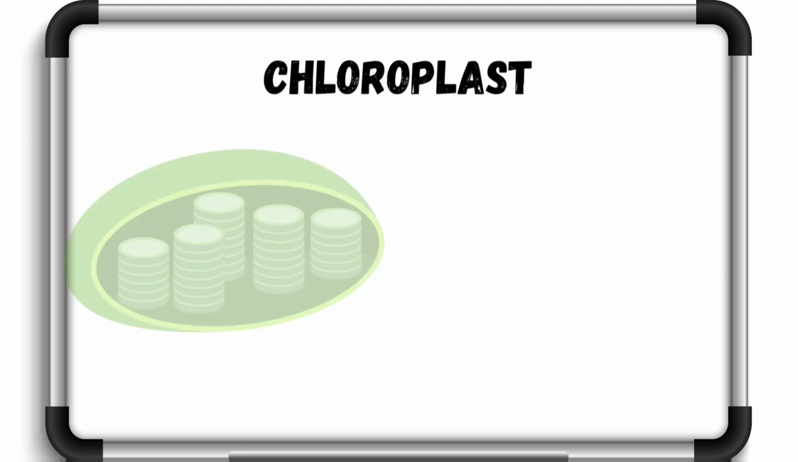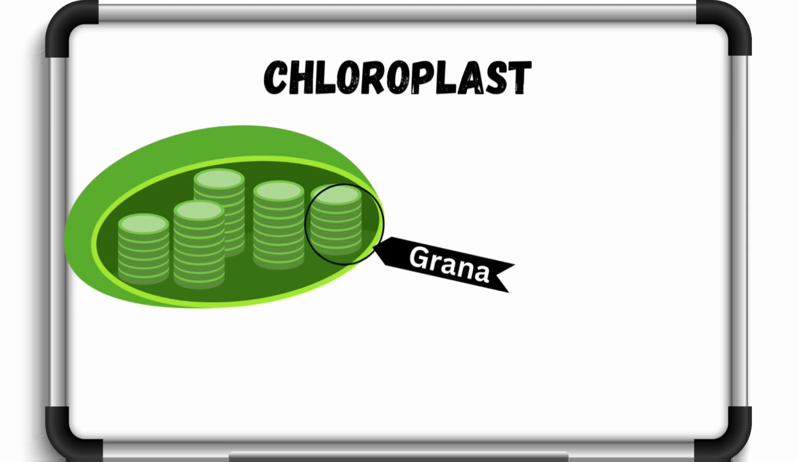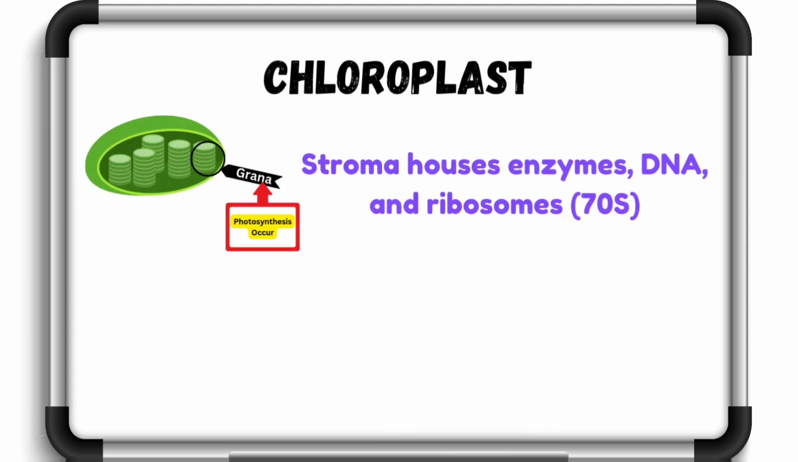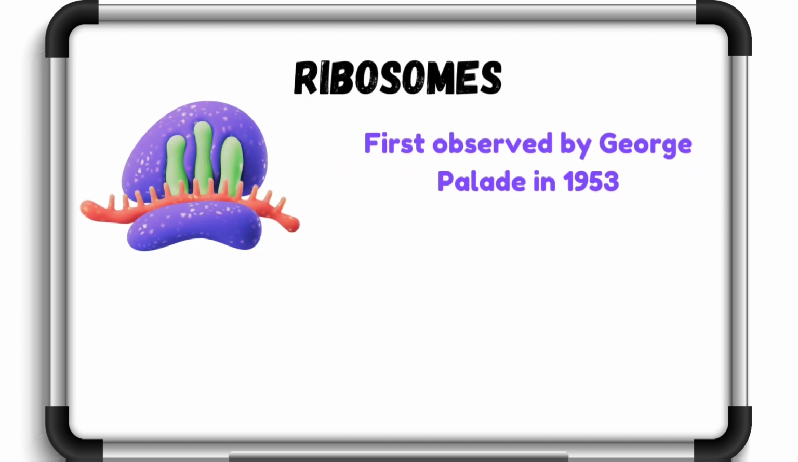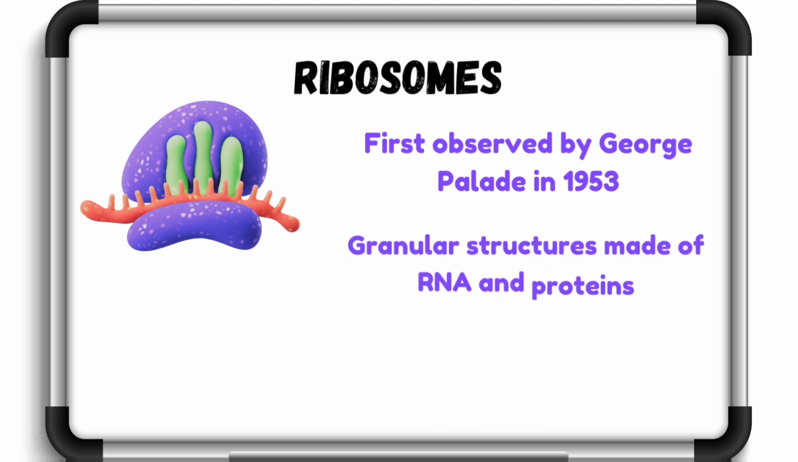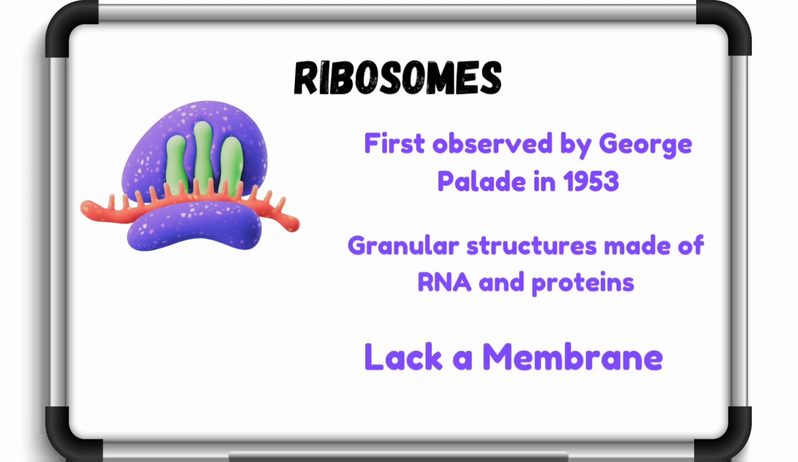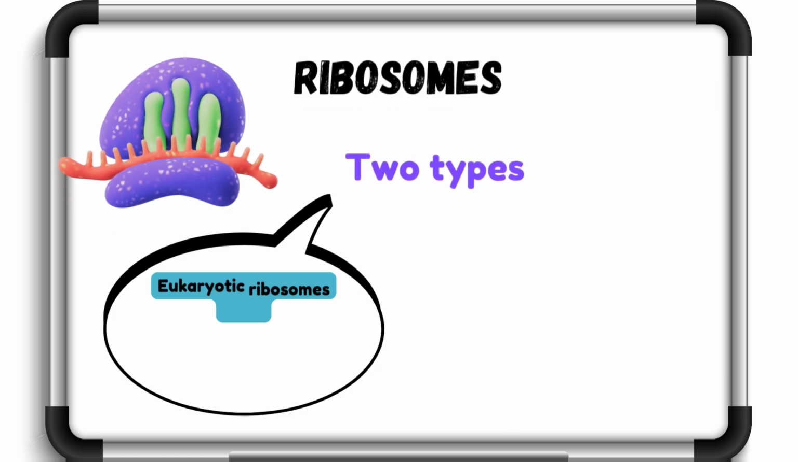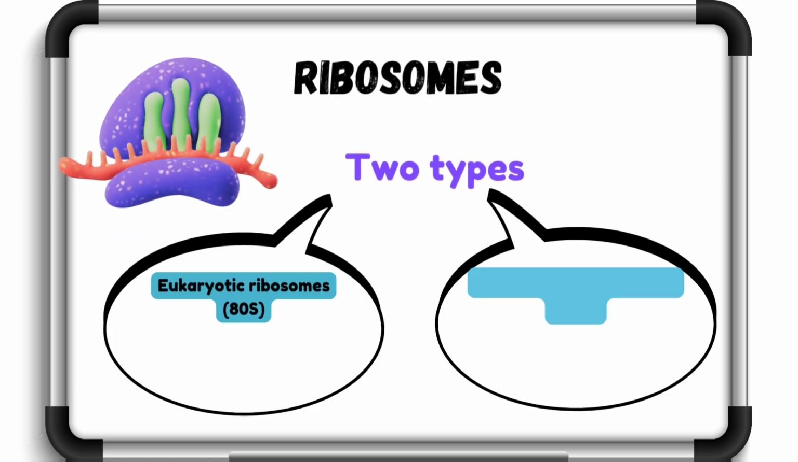Inside chloroplasts, stacks of thylakoids form grana, where photosynthesis occurs, while the stroma houses enzymes, DNA, and ribosomes. Now let's talk about ribosomes, first observed by George Palade in 1953. These tiny granular structures are made of RNA and proteins but lack a membrane. They come in two types, 80S in eukaryotic cells and 70S in prokaryotic cells.